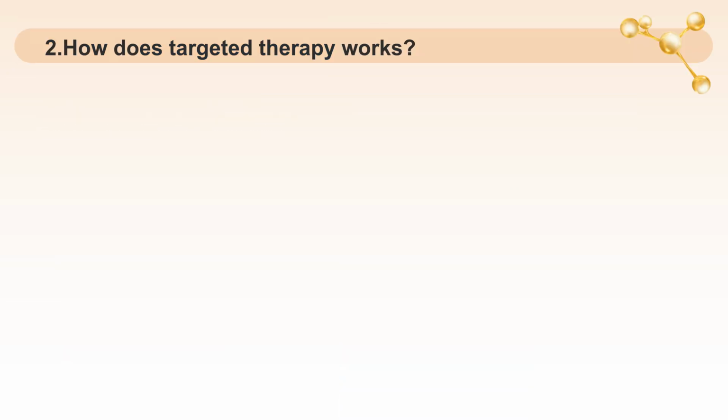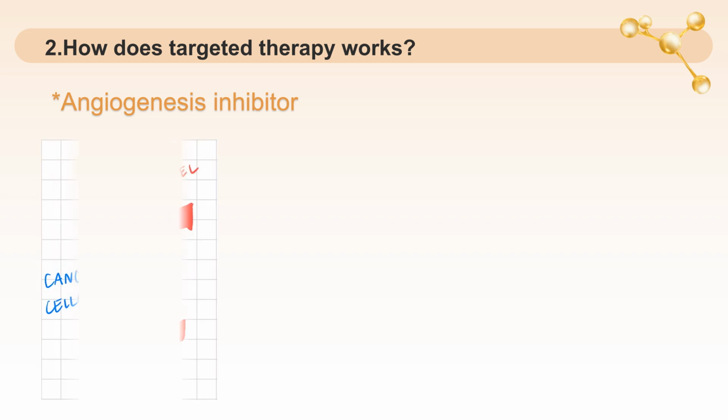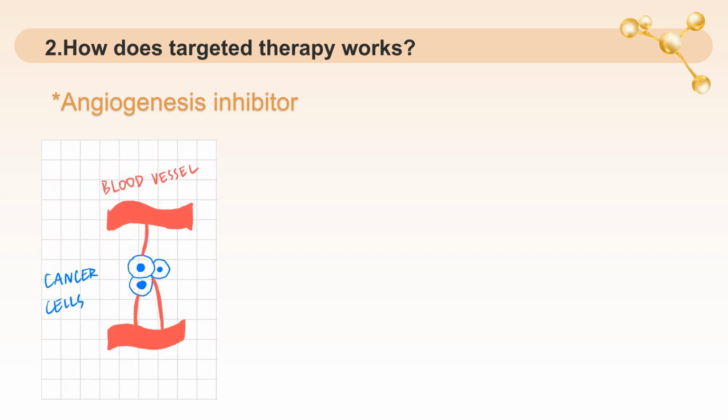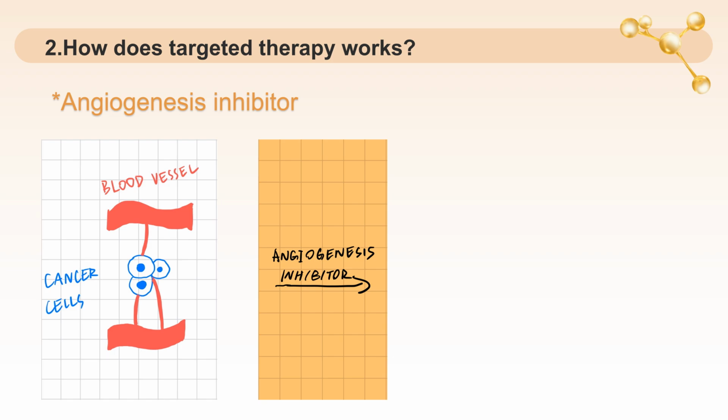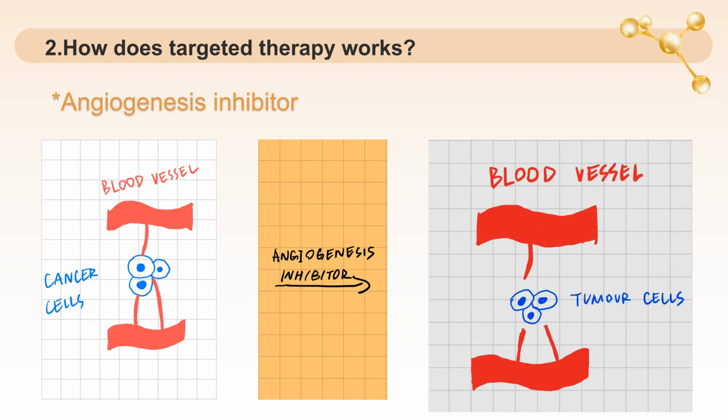Next, we may be curious about the mechanism of targeted therapy. The angiogenesis inhibitor, for example. This kind of inhibitor targets blood vessels that supply cancer cells. When this blood supply is cut off by using the angiogenesis inhibitor, the cancer cell's growth slows down or stops.